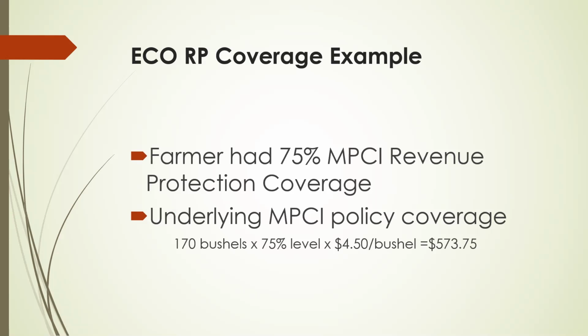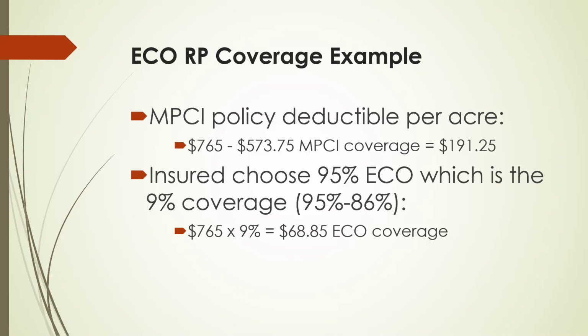In this case, the farmer had 75% revenue protection coverage on his policy. So the underlying multi-peril policy coverage would be the 170 bushels times 75% with a $4.50 price per bushel, which is $573.75. So the multi-peril deductible per acre would be the expected county revenue, which is $765, minus the multi-peril coverage of $573.75, leaving the deductible at $191.25 per acre.